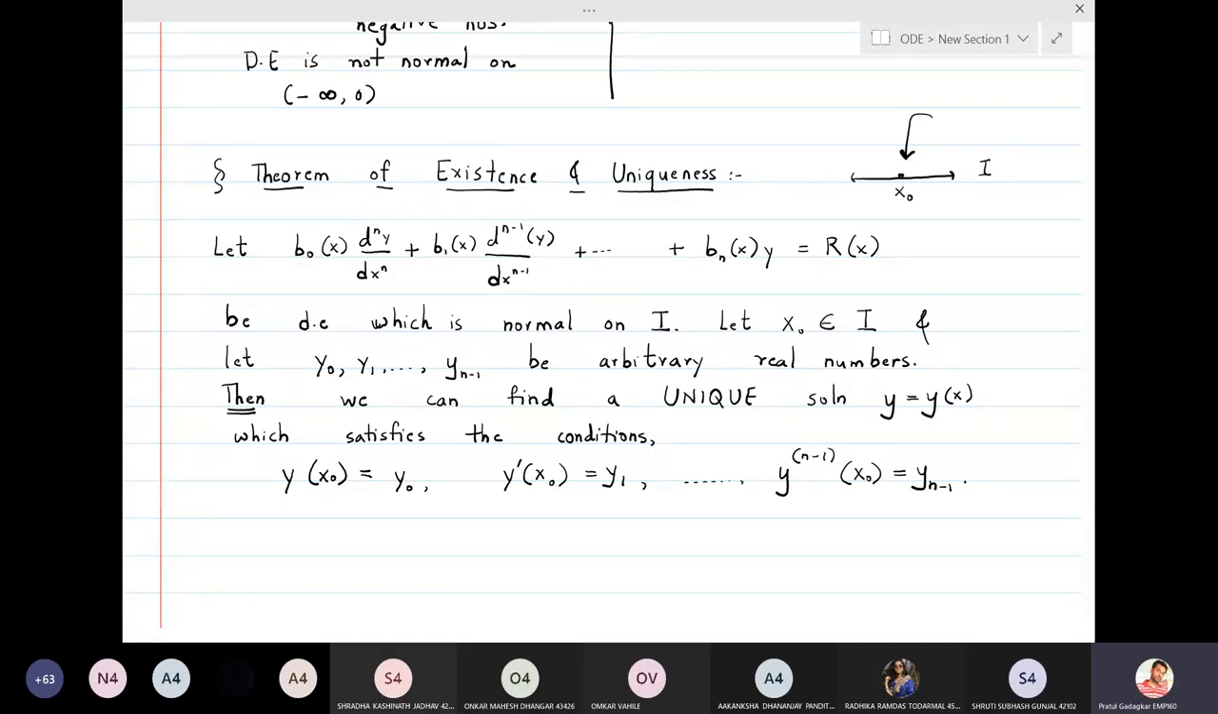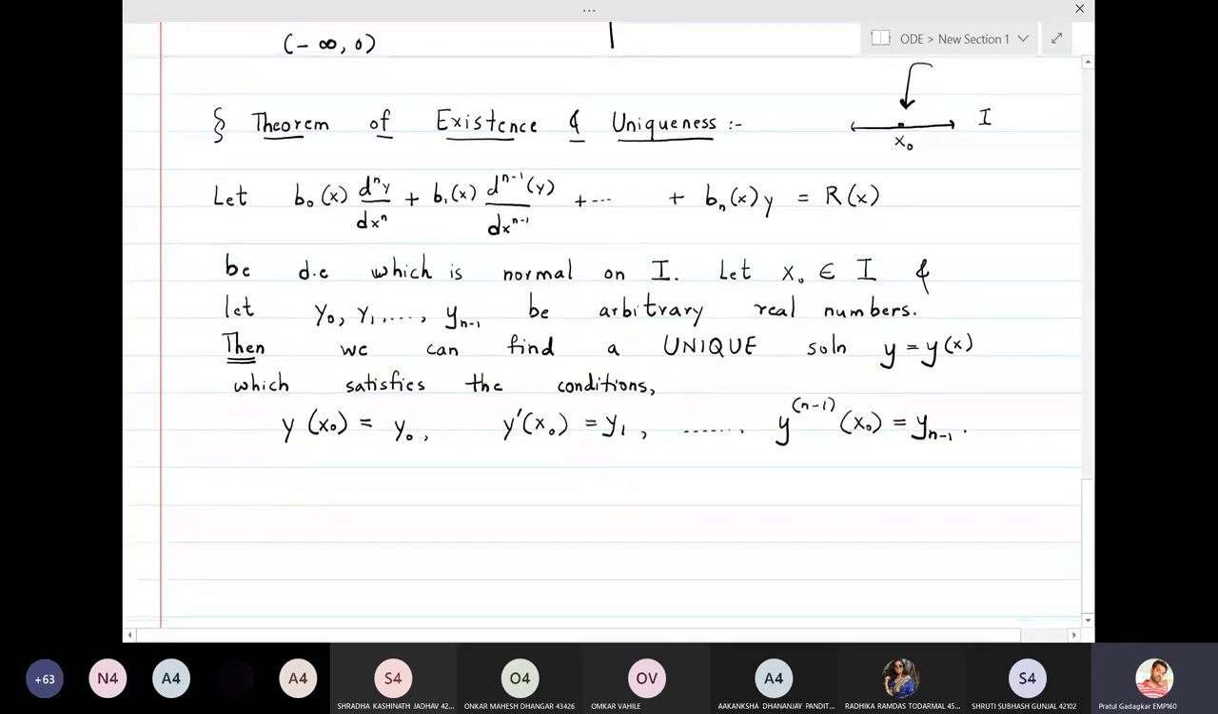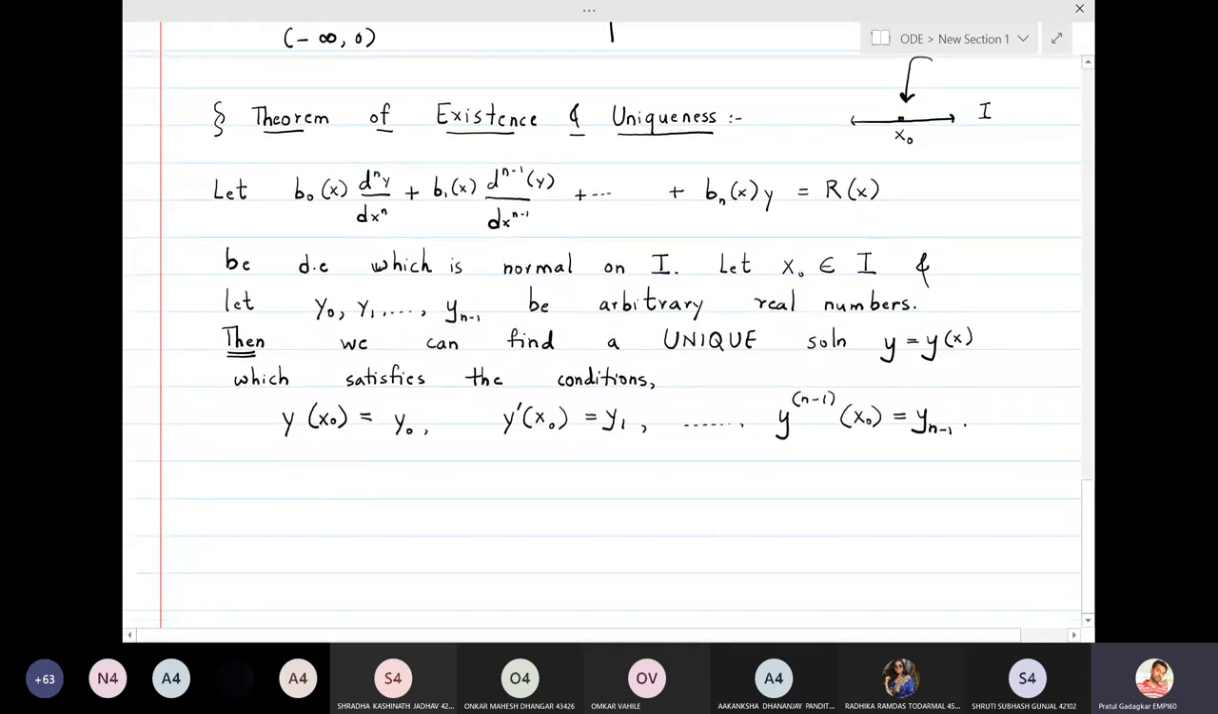Very important celebrity theorem. I mean, if someone asks you, have you done a course on differential equations, you will say yes. Do you know the existence and uniqueness theorem? The answer is yes, we know it. Now I want to apply this theorem and solve some problems. When we solve a problem, you will understand the meaning of this particular theorem.